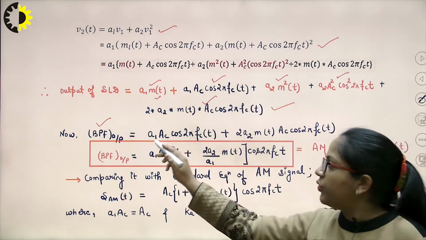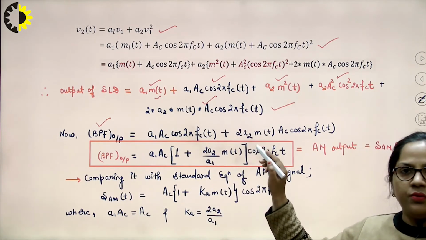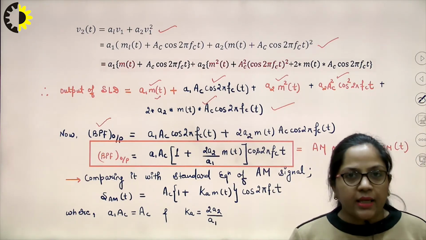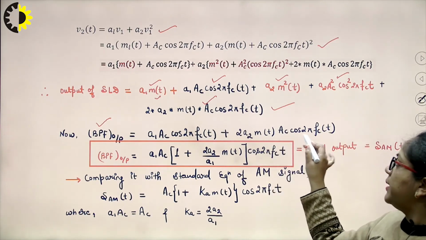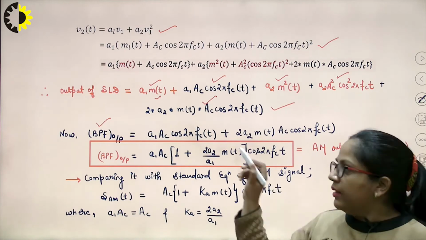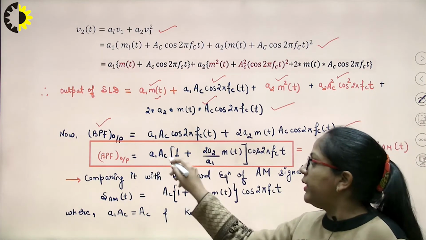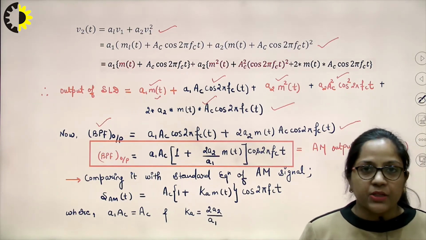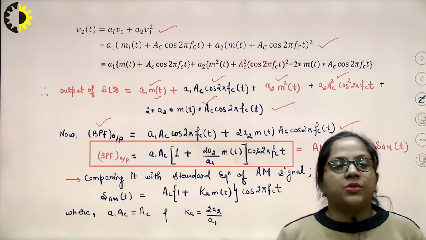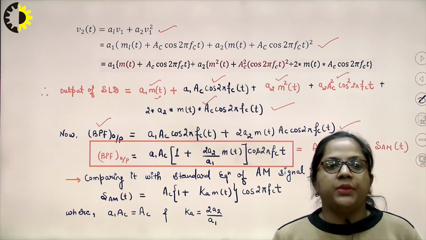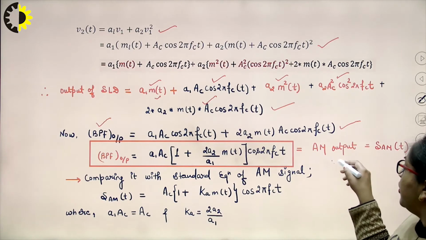So the output of the bandpass filter in that case will become the summation of the remaining two terms, that is a1 Ac cos 2 pi fc t plus twice a2 m(t) Ac cos 2 pi fc t. Rearranging this expression, we will get the final output of the bandpass filter as a1 Ac times 1 plus twice a2 by a1 m(t), times cos 2 pi fc t, that is the amplitude modulated waveform.